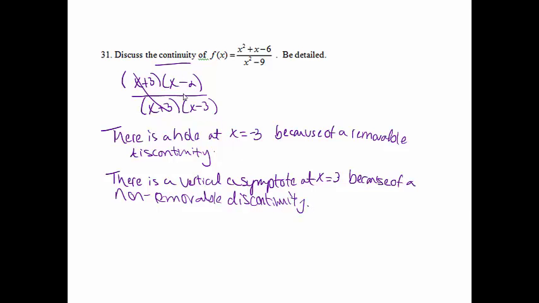Okay, and notice we didn't do anything with the x minus 2. If we were, please notice that would make the numerator equal to 0. So x equals 2 would actually be a 0 of this function.